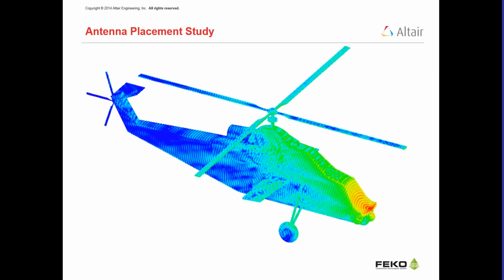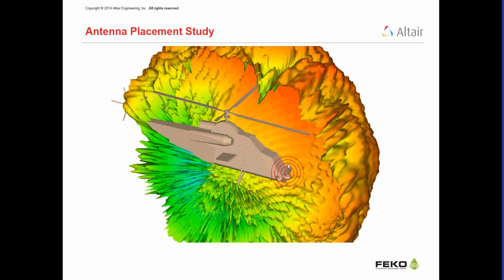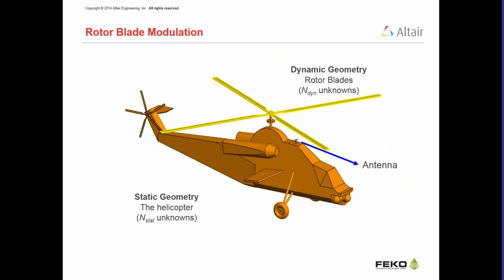More interesting case is the rotor blade modulation. That is, if you have an antenna mounted here, in this case we chose a turnstile antenna, and if you go back here, so again here using FEKO's efficient analysis using numerical Green's function, we can say all the problem here, including the antenna, except the rotor blades, can be a static part in the method of moments matrix, and the blades can be the dynamic part. So you can do an efficient calculation.